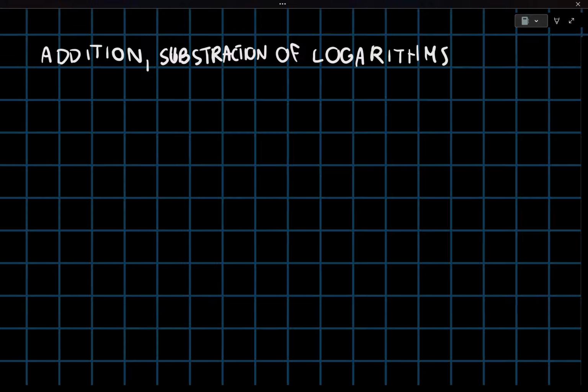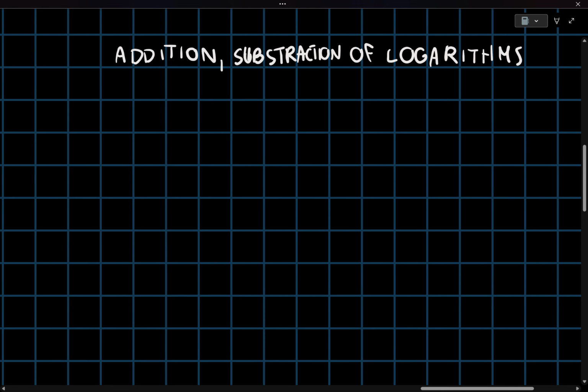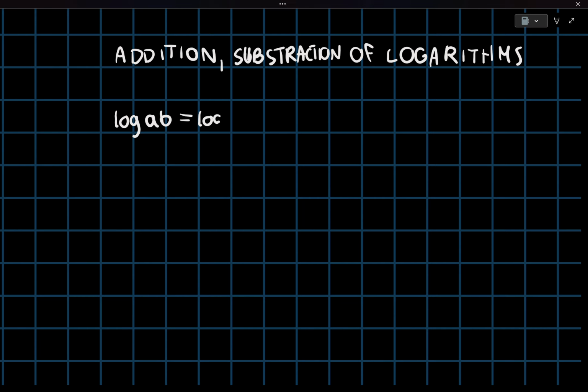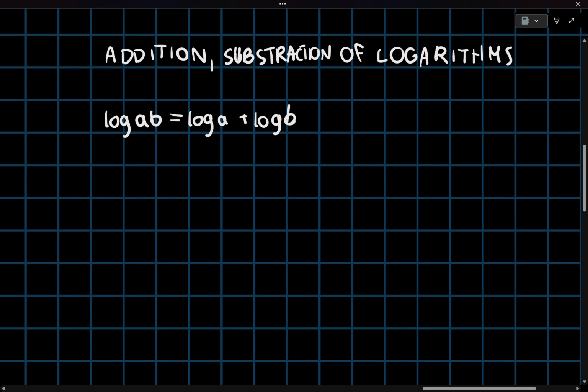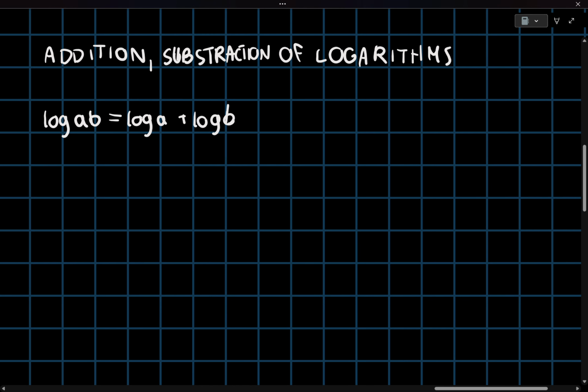So I want to prove the formulas a little bit and not just state them. The formula for the addition is basically that log(ab) equals logarithm of a plus logarithm of b. And while this is legit, it's important to remember that it only happens for the same base.